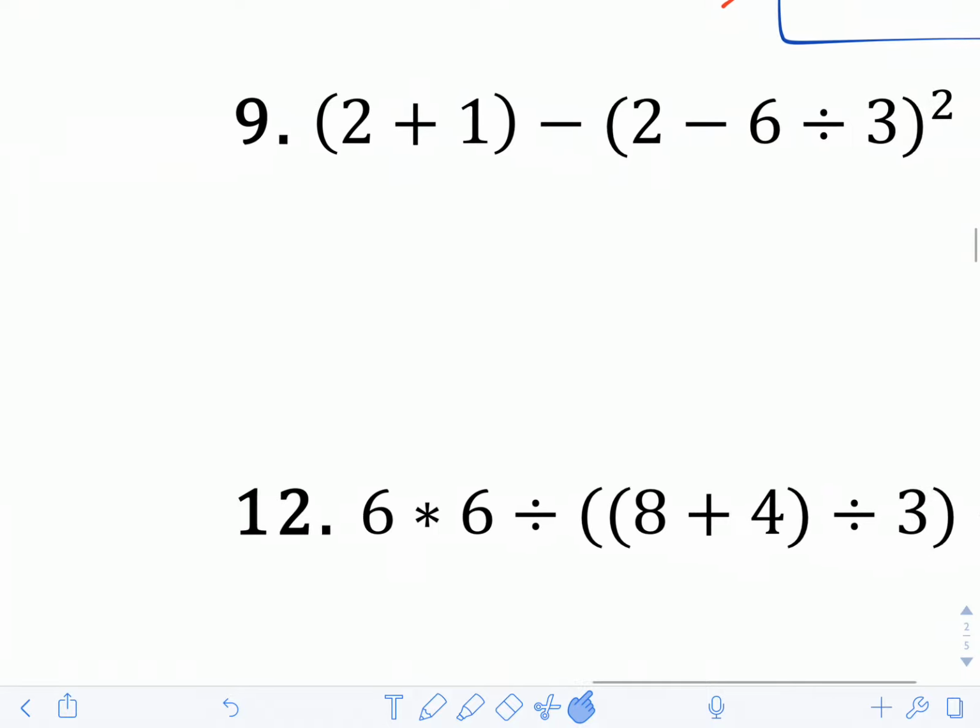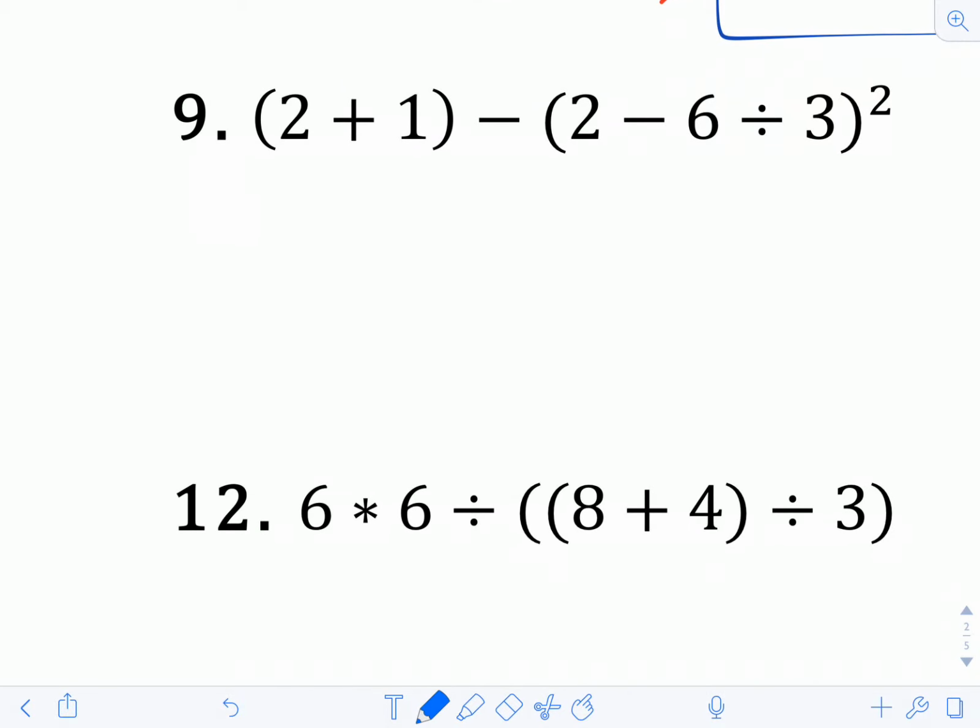Okay, number 9. Again, PEMDAS. First is parentheses, so I have 2 sets. 2 plus 1 is 3. Minus, now this one's going to be a little bit different because we have multiple things going on. So let me rewrite all of this first, and we're just going to focus on this step by step.